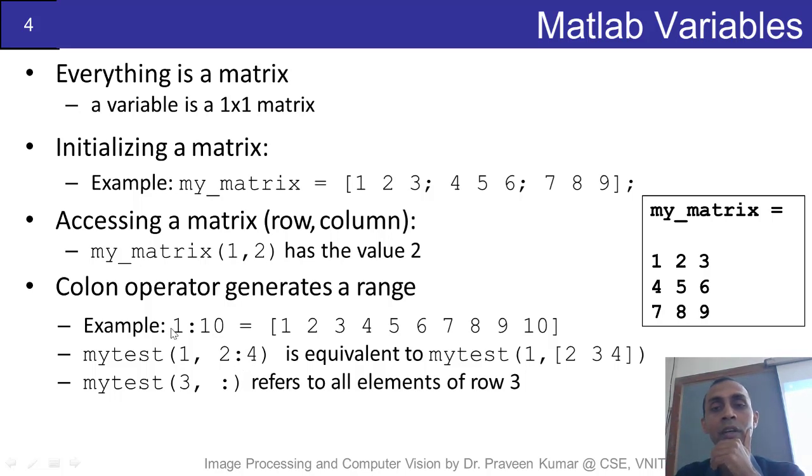So for example, if you want to generate values from 1 to 10, you can just write 1:10, it will fill up all the values. If you want to access from the first row, columns 2, 3 and 4, then you can write 2:4. It will retrieve all the values in the first row and the second, third and fourth columns, and so on. If you don't specify anything, if you just specify colon, it will retrieve all the elements in that column. So it will retrieve all the elements of row 3.